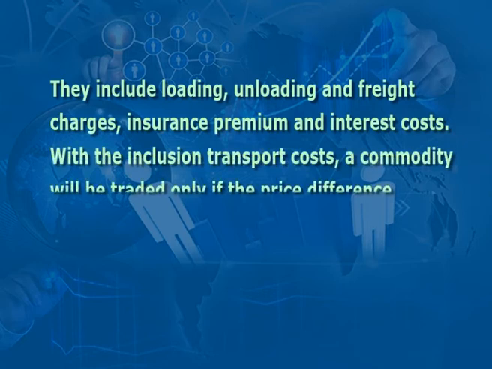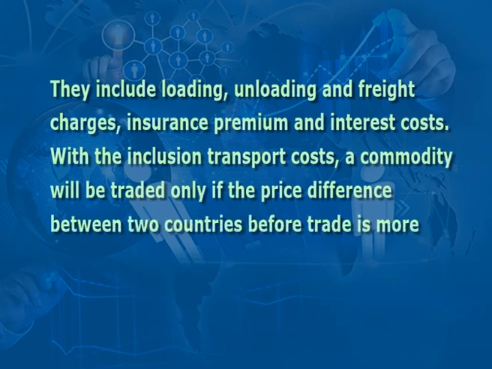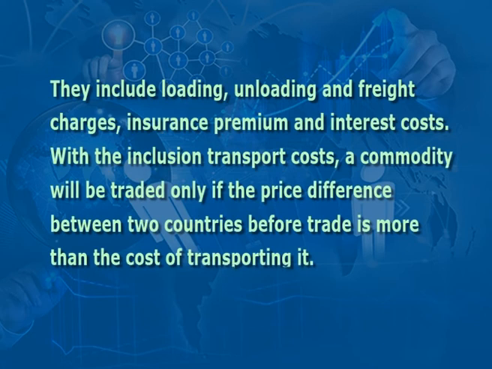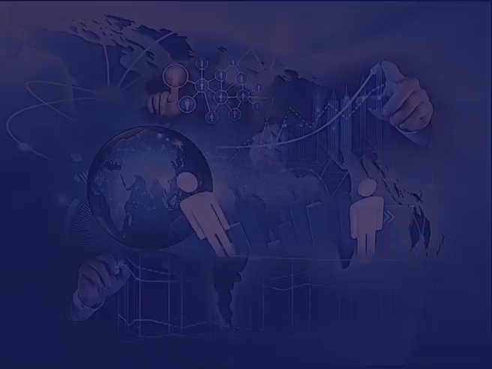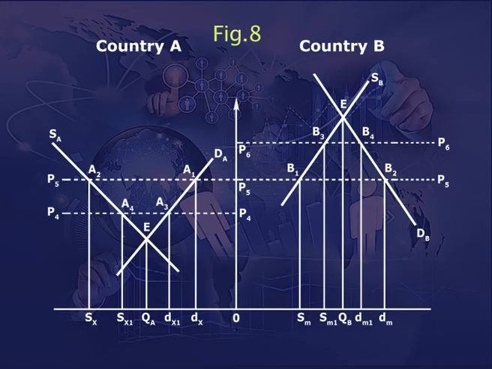With the inclusion of transport costs, a commodity will be traded only if the price difference between two countries before trade is more than the cost of transporting it. Now let us look at its explanation. The effects of transport costs on these trading countries are explained with the help of figure 8.